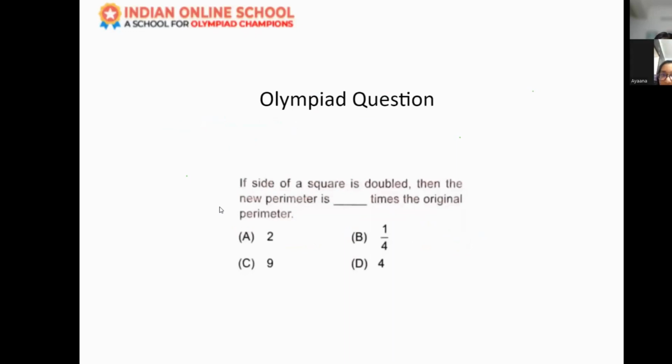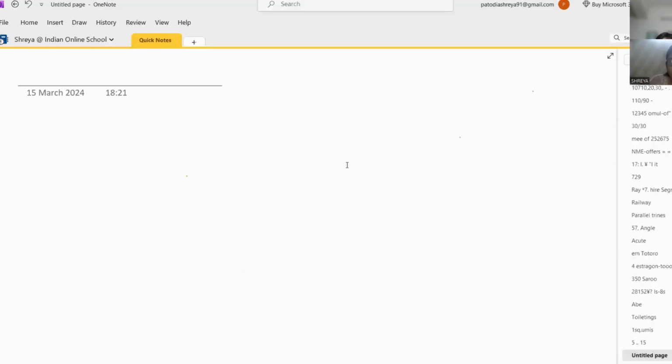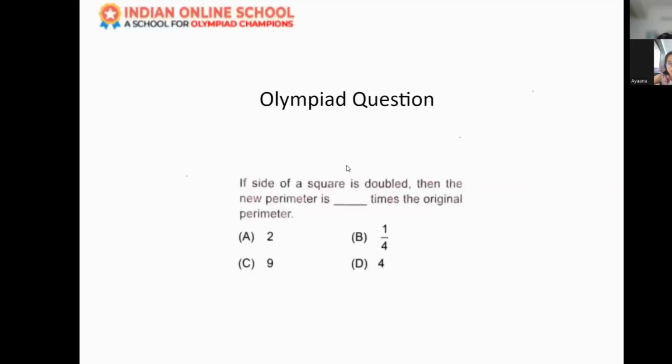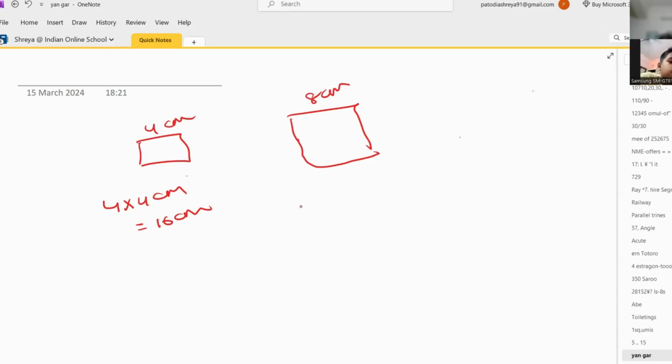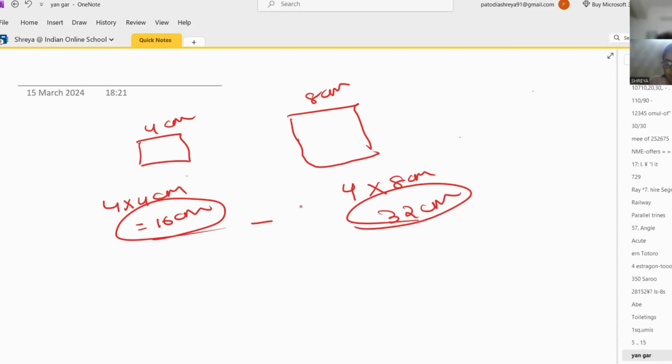See, if the side of a square is doubled, then the new perimeter is how many times the original perimeter? If the side of a square is doubled, let's say previously we had a square of 4 centimeters. In that case, the perimeter would have been 4 into 4 centimeter, that's 16 centimeter, correct, all of you? Now, when the side is doubled, that means it becomes a square of 8 centimeters, right? From 4, it becomes 8, double. So in that case, my perimeter becomes 4 into 8 centimeter, that's 32 centimeter. See, isn't my perimeter also becoming double?